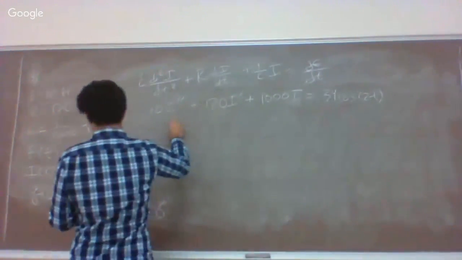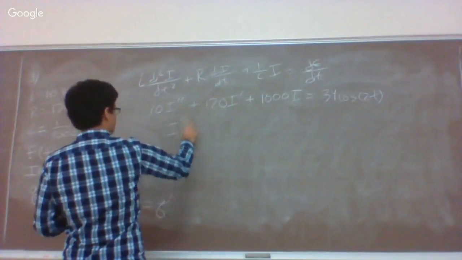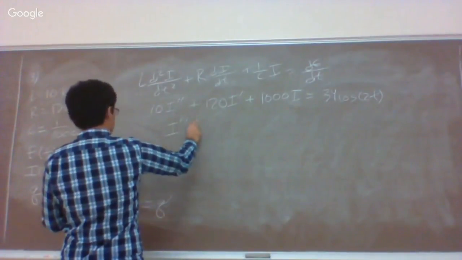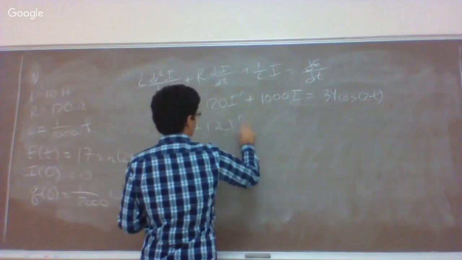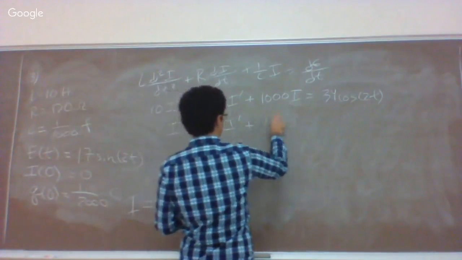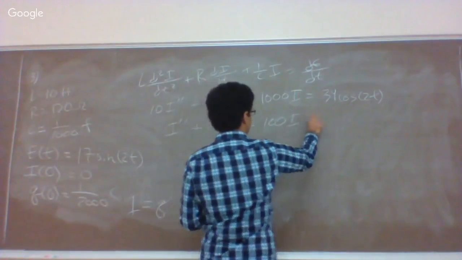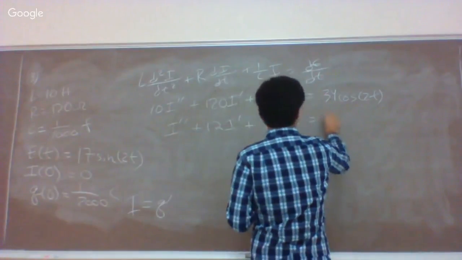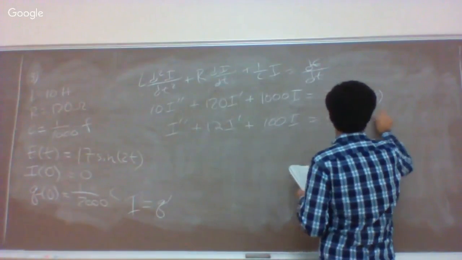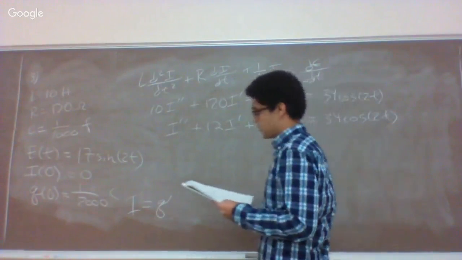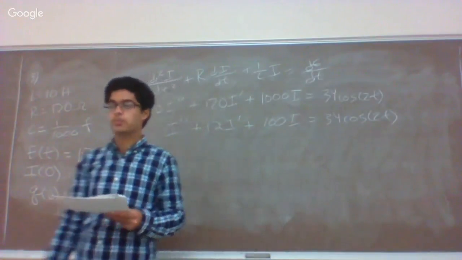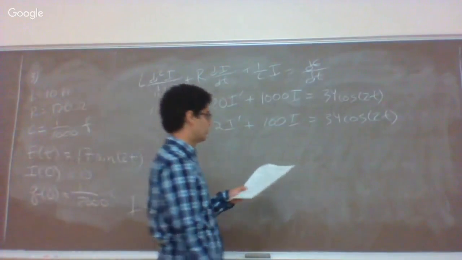We divide everything by 10 to get I double prime alone. So I double prime plus 12 I prime plus 100I equal to 34 cosine of 2t. Oh yeah, sorry, 3.4.